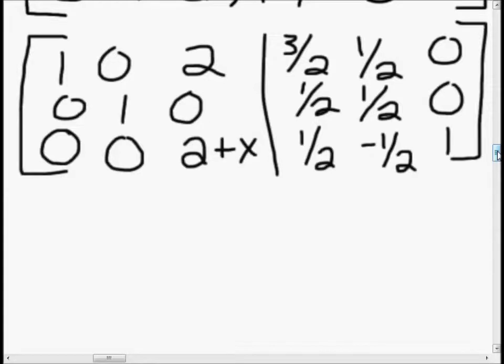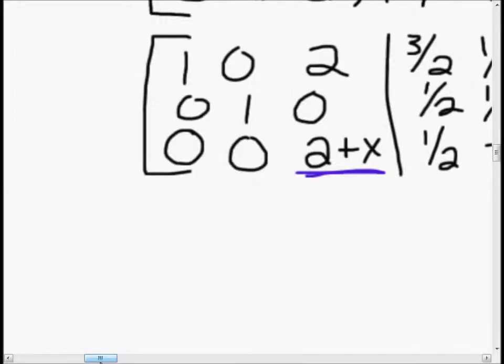Doesn't seem like it. But what do I want to do? Well, I want to turn this into a 1. And the way to do that is to multiply. I'm going to scroll over so I have some room. I'm going to multiply this whole row by the inverse of 2 plus x. If you wanted to turn a 2 into a 1, you would multiply it by 1 over 2, right? So I'm going to multiply this by 1 over 2 plus x.